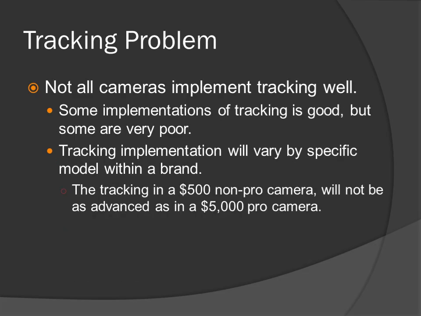Tracking problem. Not all cameras implement tracking well. Some implementations of tracking are good, but some are very poor. Tracking implementation will vary by specific model within a brand. The tracking in a $500 non-pro camera will not be as advanced as in a $5,000 pro camera. So you cannot blanket say brand X has the best tracking of all the brands. It may have the best tracking for their $5,000 pro camera, but not for their $500 non-pro camera.